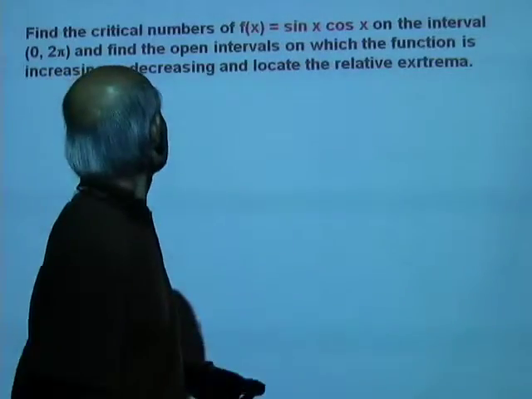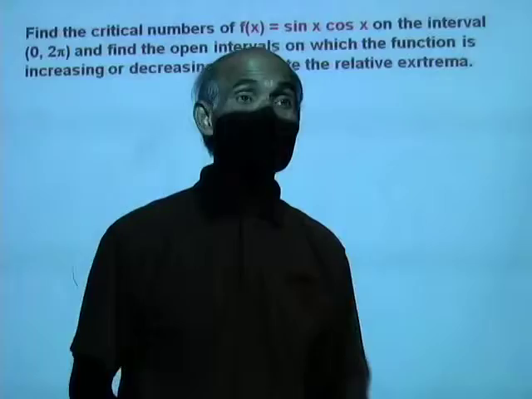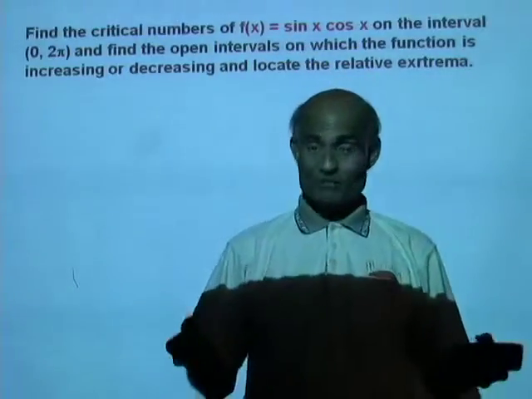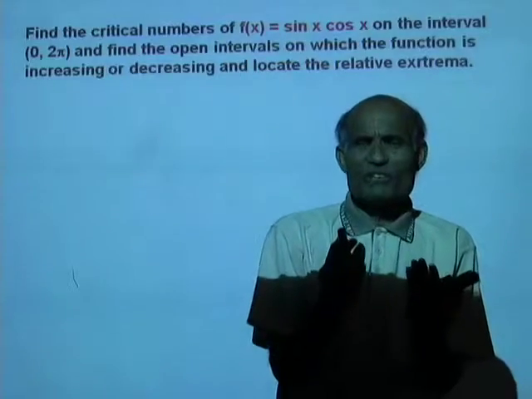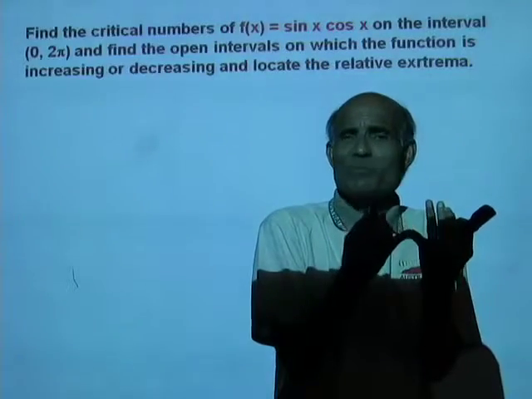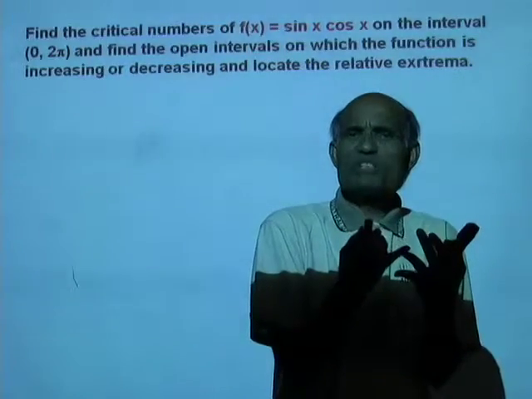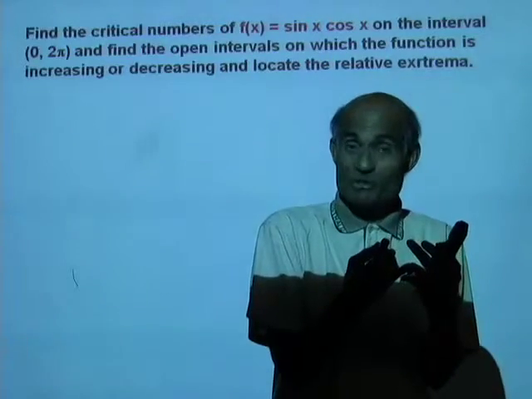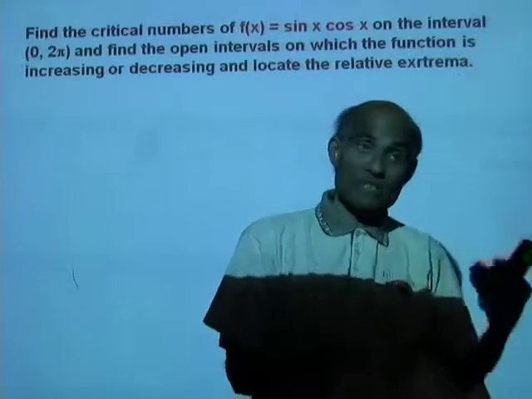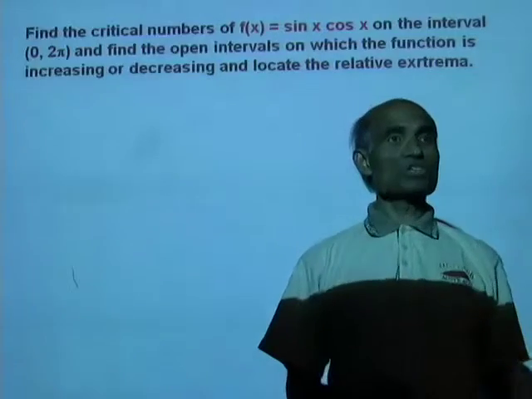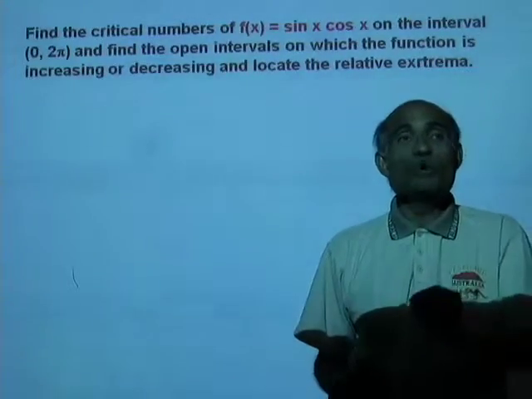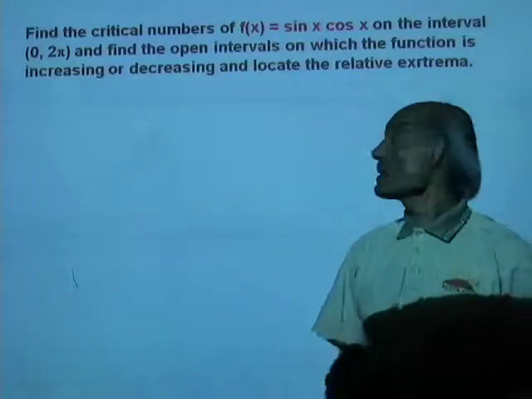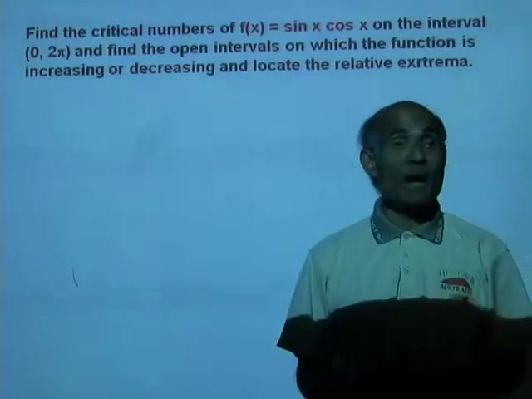Let's try another one, a very good function. A trigonometric function. Very often, most of you have trouble with trigonometry because you don't remember your identities, you don't remember the trigonometric values, but those are very important information. So let's try this. Find the critical numbers of f of x equal to sine x cos x on the interval 0 to 2 pi.